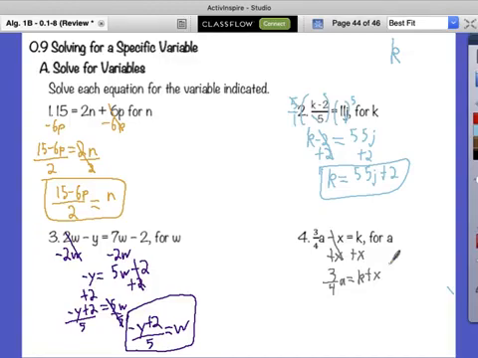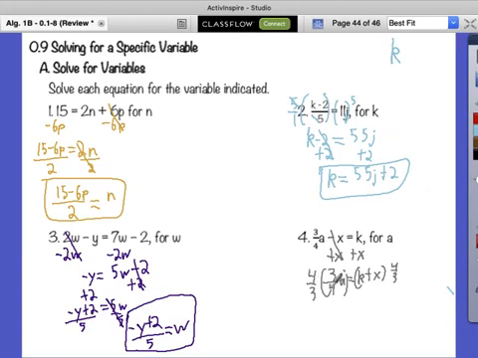You would divide by 3 over 4. Okay, close. I see you're doing division, trying to get rid of 3/4. We have to multiply by the reciprocal. So what's the reciprocal of 3/4? 4/3, on both sides.